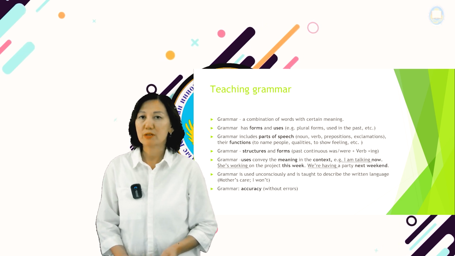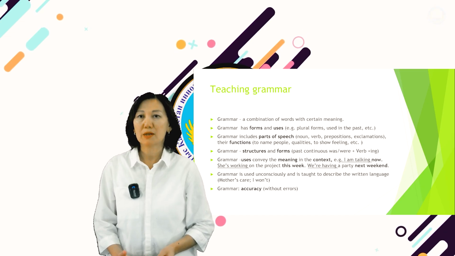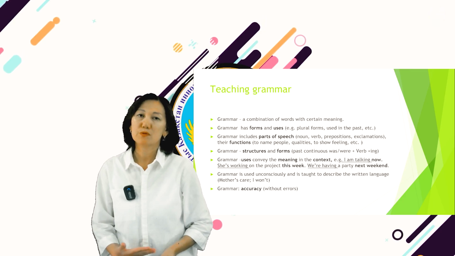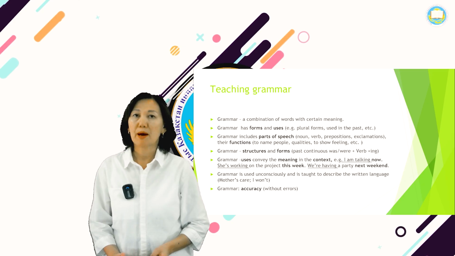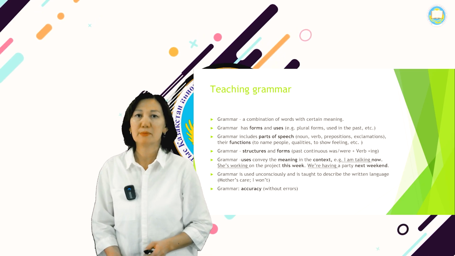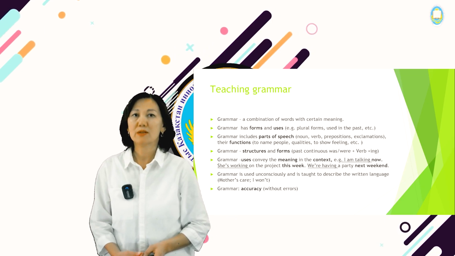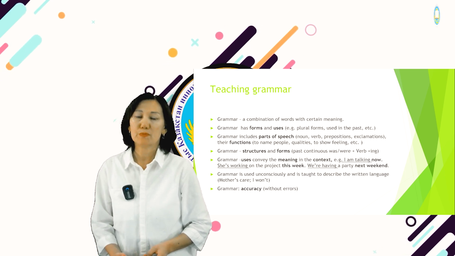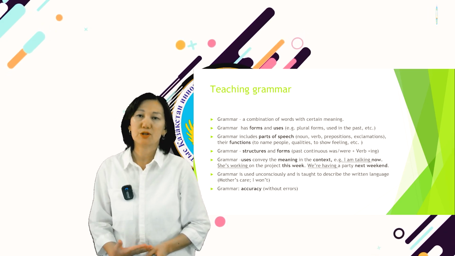So first of all, what is grammar? Grammar is a combination of words with certain meaning. Grammar has forms and uses, for example, plural forms used in the past and so on. So grammar includes parts of speech, such as nouns, prepositions, exclamations, and so on. Their functions are to name people, qualities, to show feeling. And also grammar has structures and forms, such as past continuous, where verb plus ing, and so on.